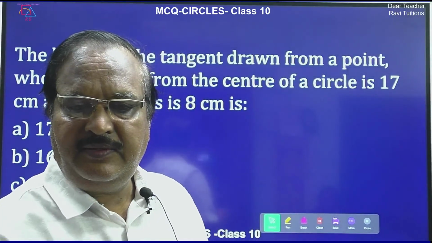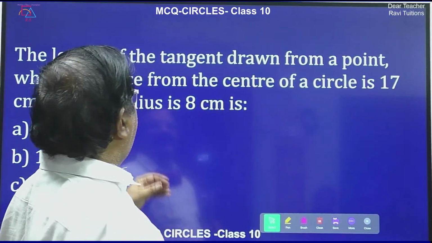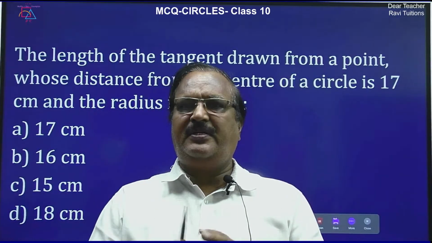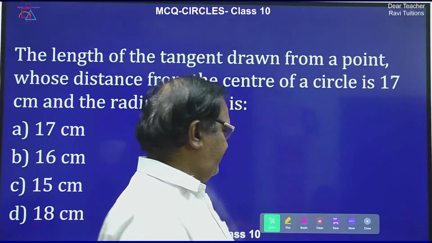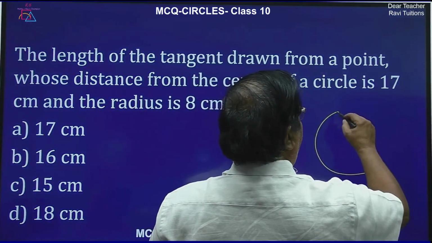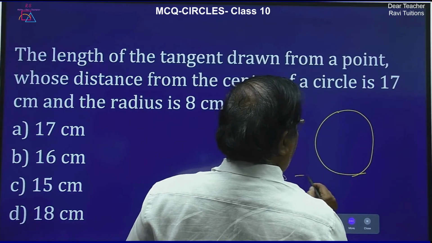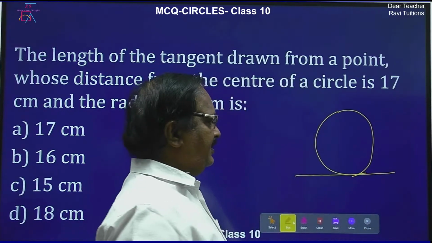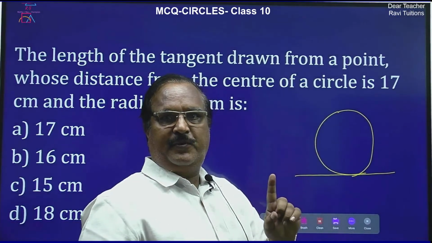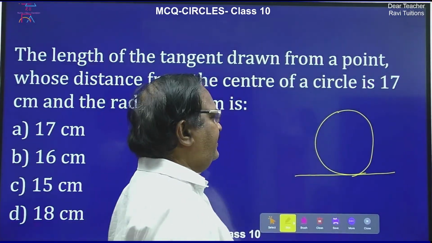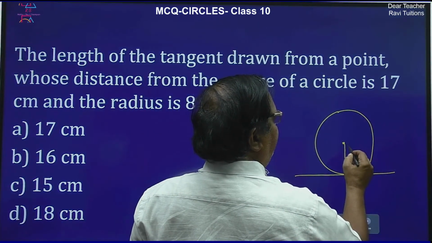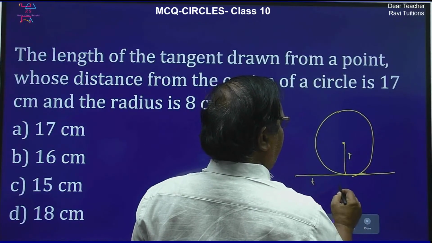Good morning. The length of the tangent drawn from a point. Now in the circle very few concepts are there. Let me give you those concepts. There will be a circle. A tangent can be drawn. This is a tangent. A tangent will meet the circle at only one point. The radius is always perpendicular to the tangent.